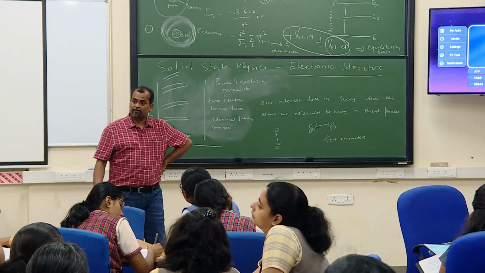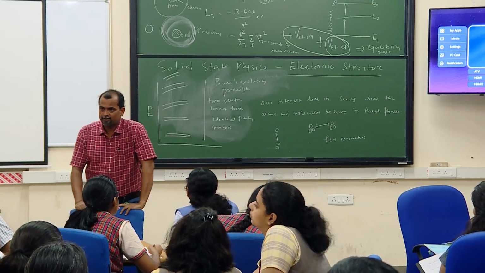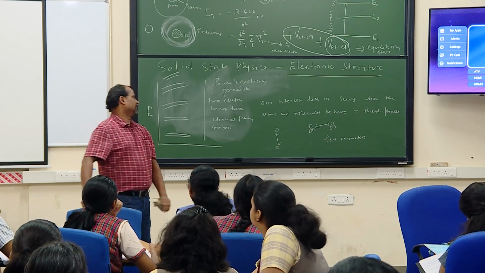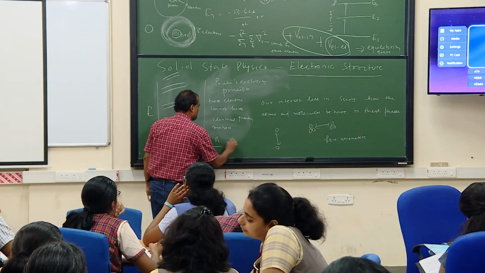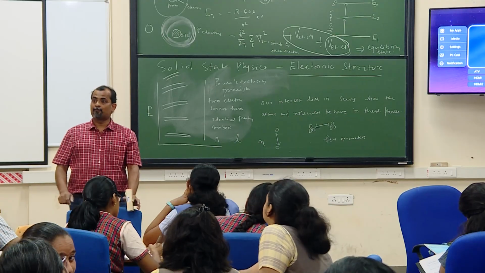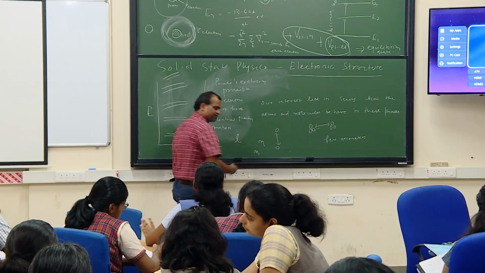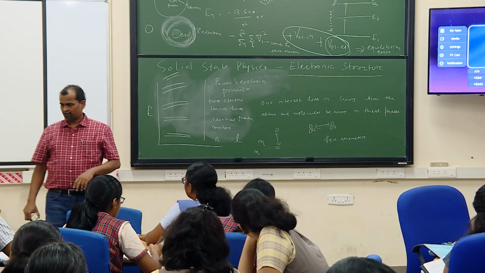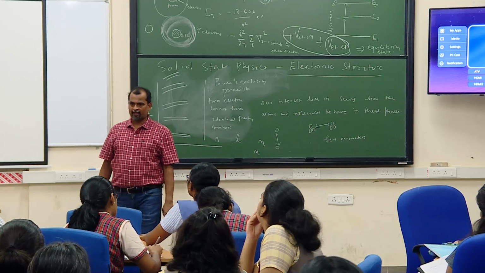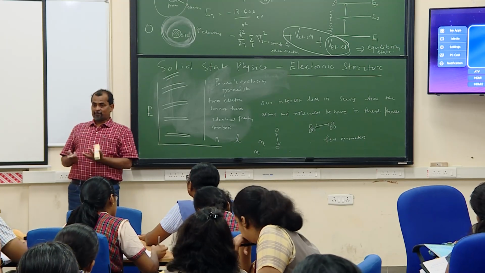What are quantum numbers here? For simplicity, I wrote N only. But there are three quantum numbers: N, L, and M. Then there is MS. So your energy states should be defined by N, L, M, and MS. Right? Okay. Now what happens?